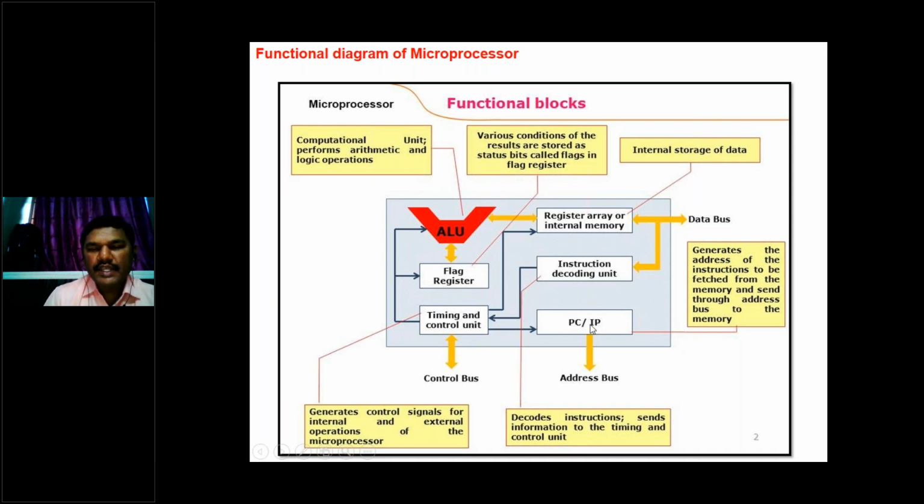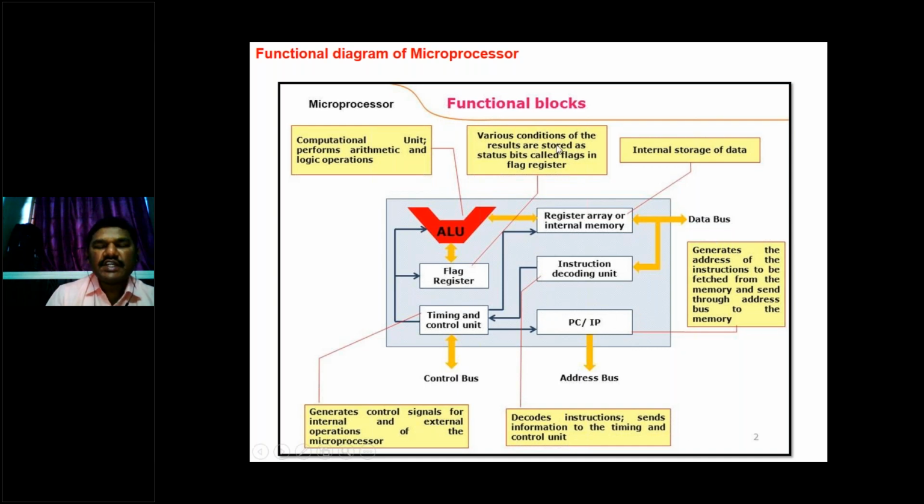And this is called the PC/IP, program counter or instruction pointer. It gives the address of the next instruction. It generates the address of the instruction to be fetched from the memory and sends it through the address bus to the memory. In one line, this block gives the address of the next instruction.